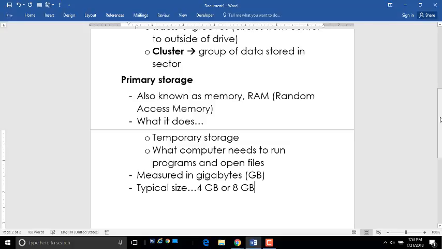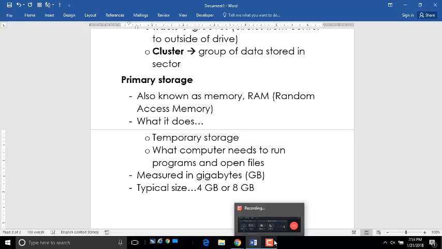If you have an older computer, you may have less primary storage capacity. You might have 2 gigabytes instead of 4. But these are the common ones today. Okay, then I am going to stop this for a minute to show you what memory and hard drives both look like.